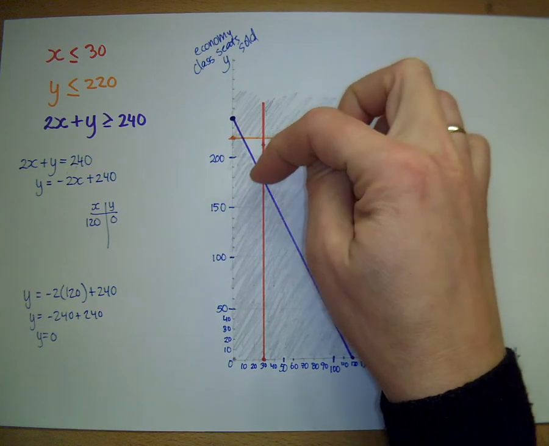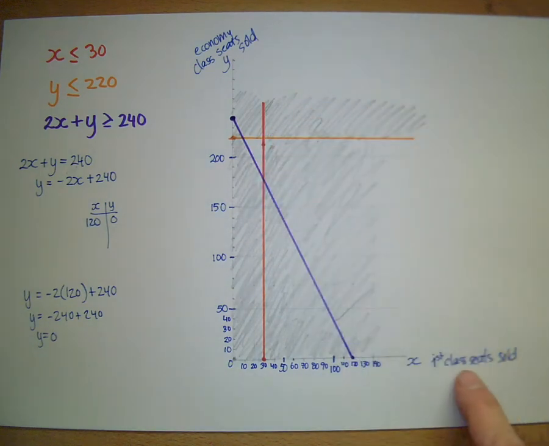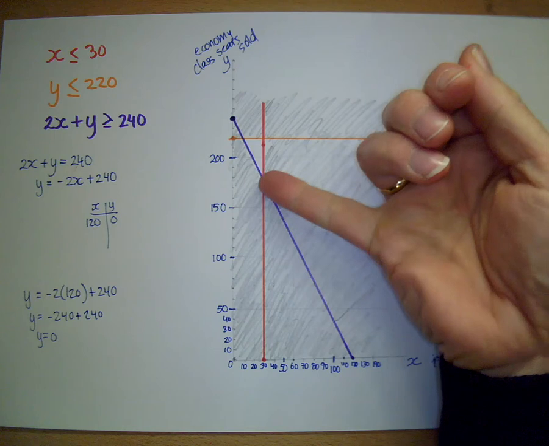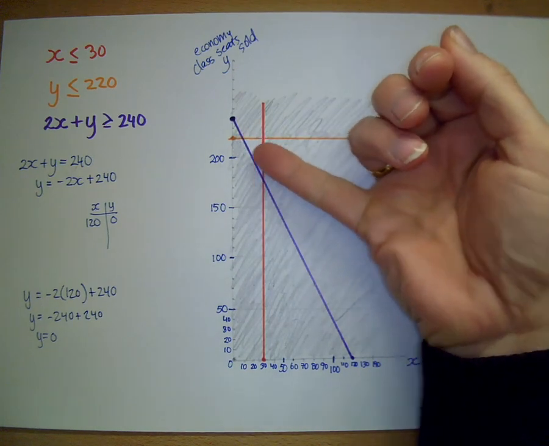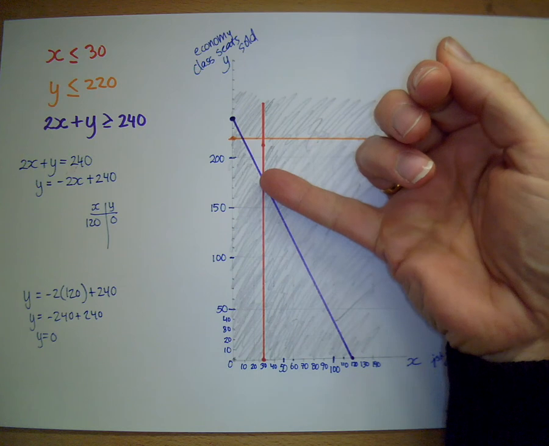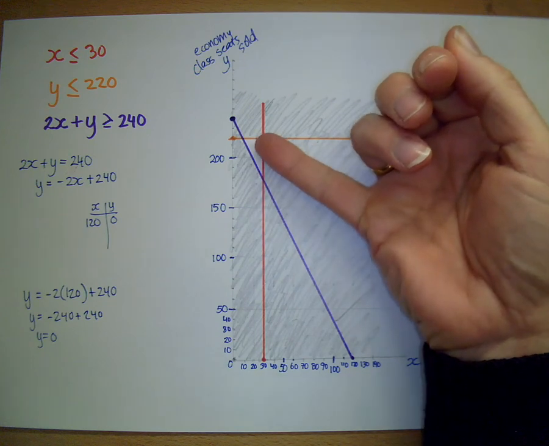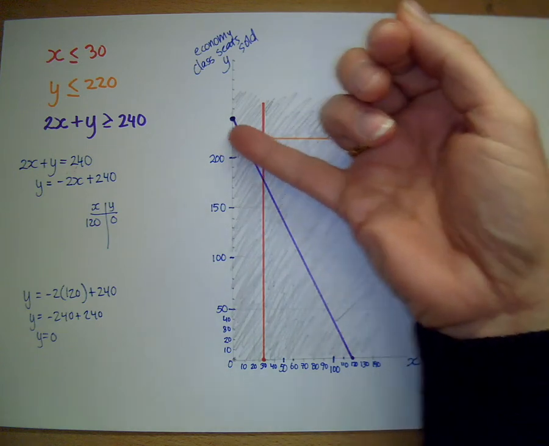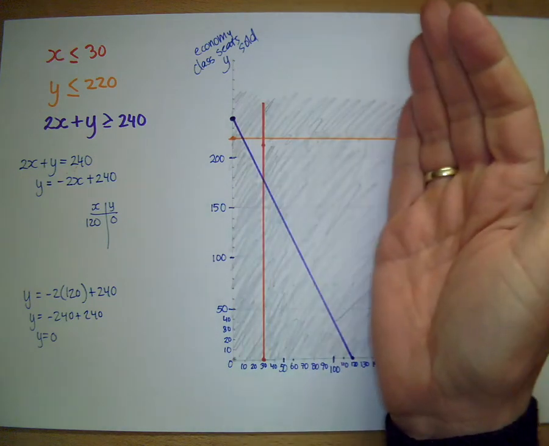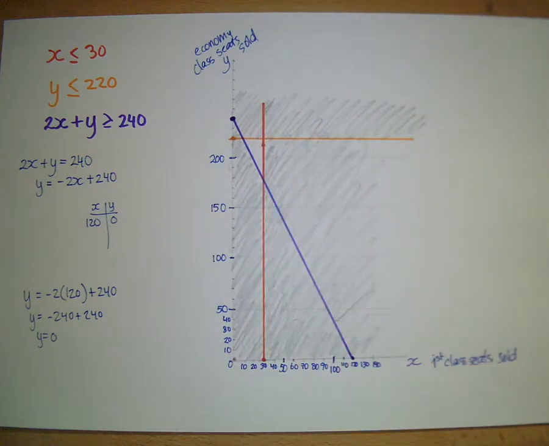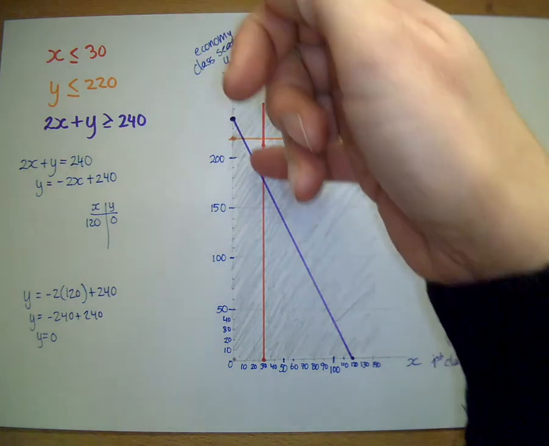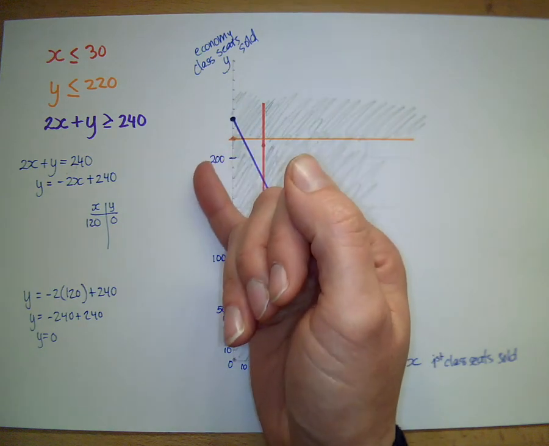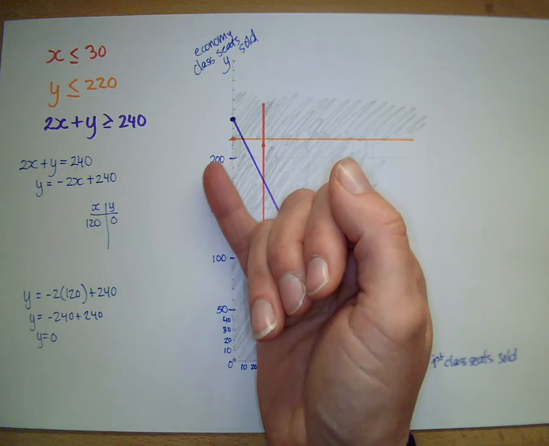And these are all the combinations of number of first class seats sold and numbers of economy class seats sold that will be acceptable, that will make this plane fly, right? It doesn't go above this because we only have 220 economy class seats. It doesn't go beyond this red line because we only have 30 first class seats. And it doesn't go under this purple line because if it did, it wouldn't bring in enough money for it to be worth flying the plane.